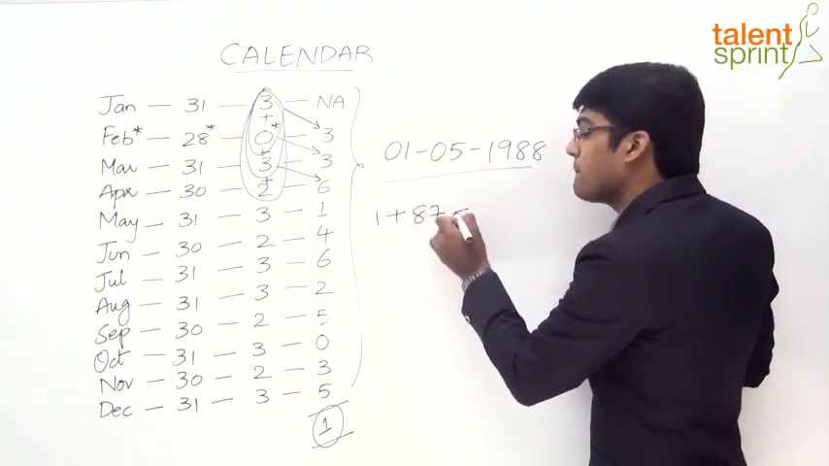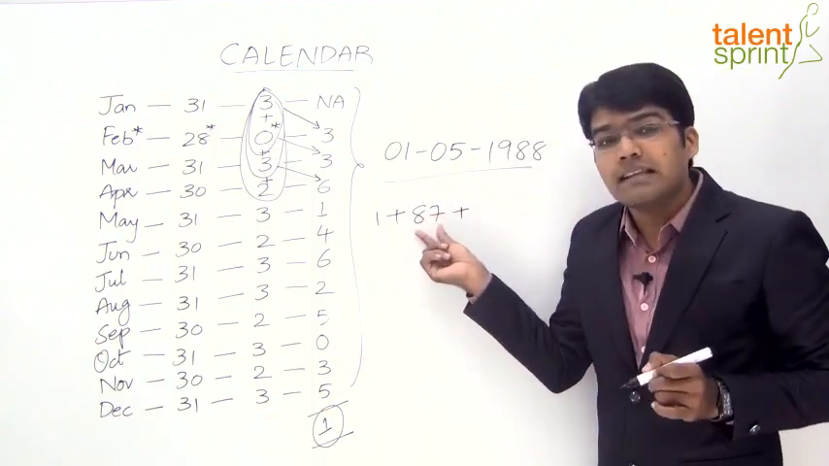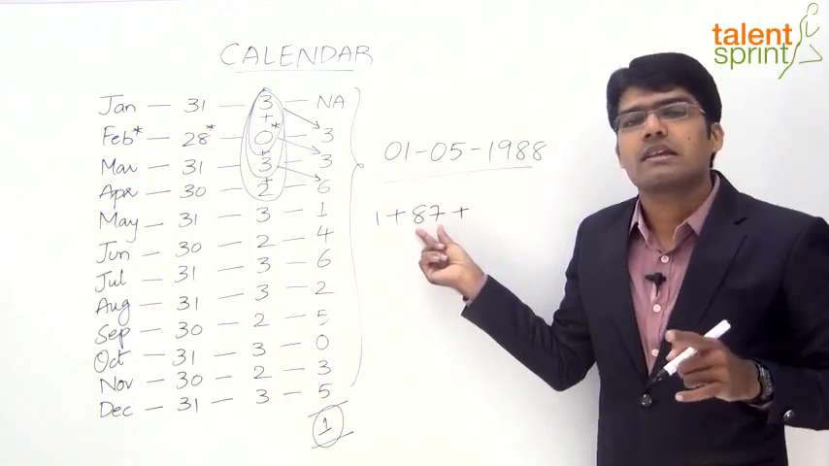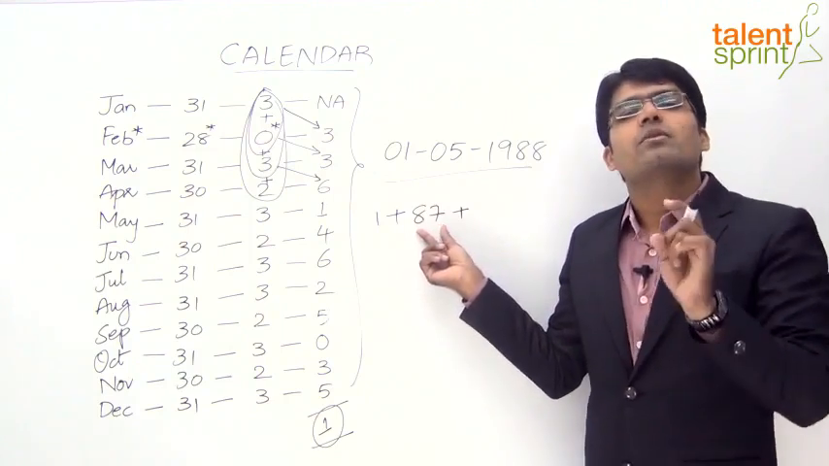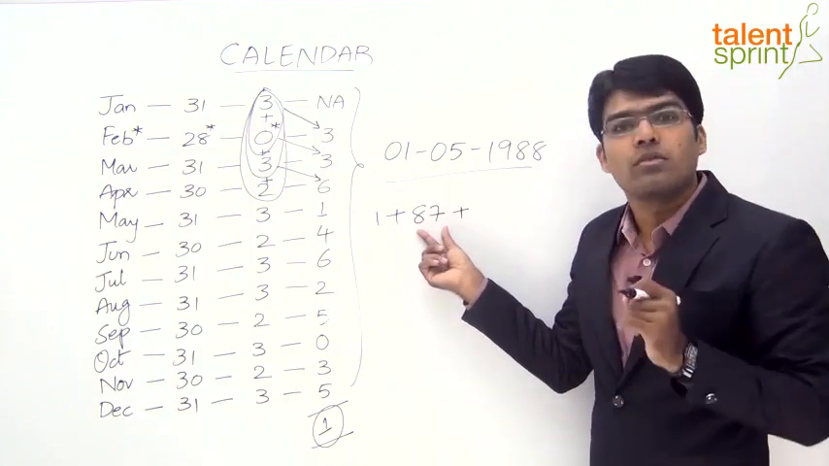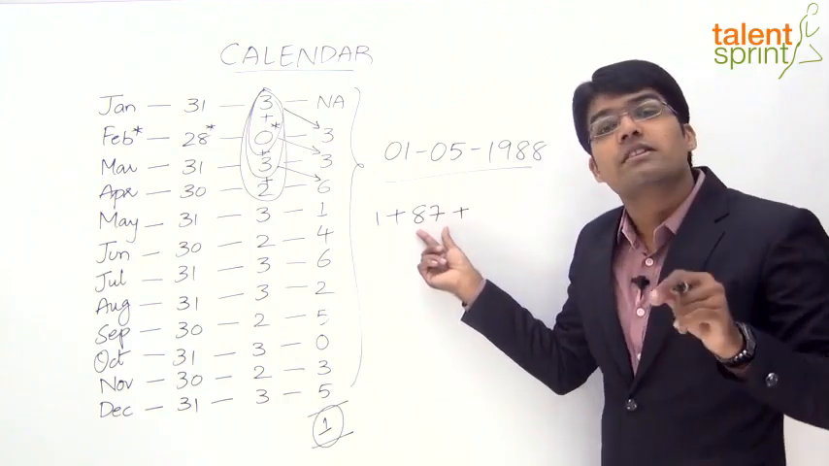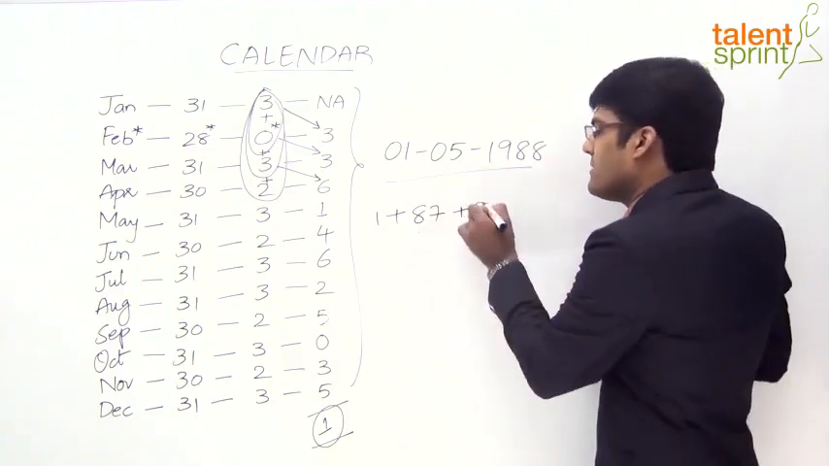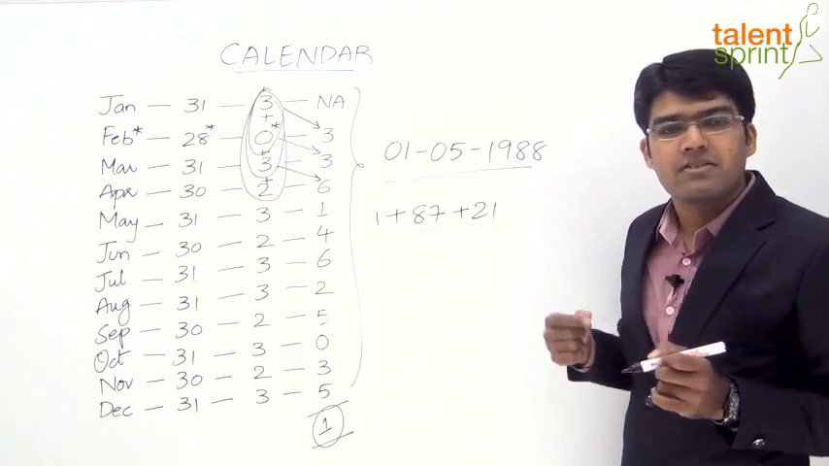So 87 plus. How many leap years are there in this set of 87 years? In 87 years we'll have 21 leap years, because 87 when we divide by 4 we'll get the quotient as 21. Right, 1904, 1908, so on up to 1984, 21 leap years. And each of these 21 leap years will have one additional odd day, right? So we'll say plus 21, because each leap year has one additional odd day.